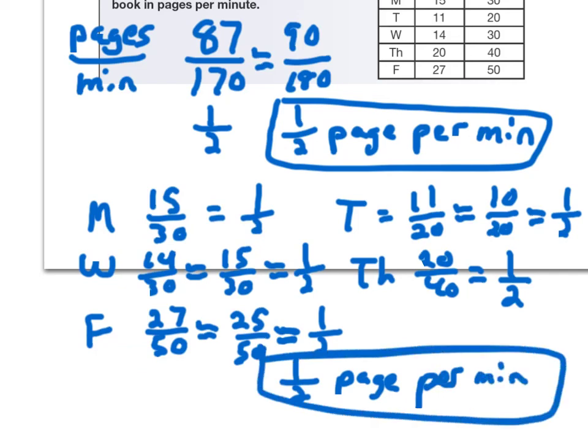Okay, so that's approximating. Whenever you see approximate, it's okay to round. Give me an approximate answer. That's what you need to do.